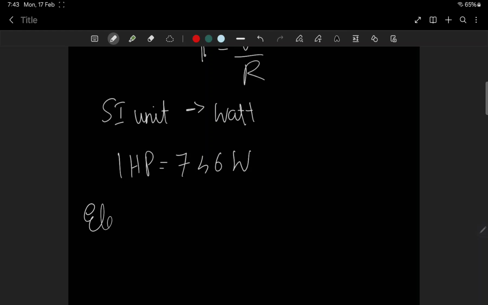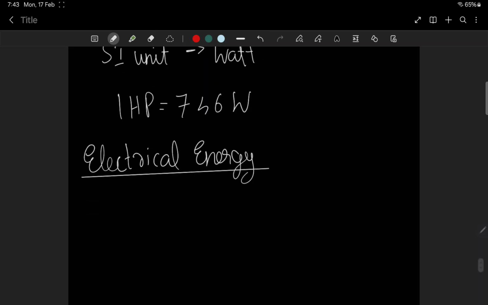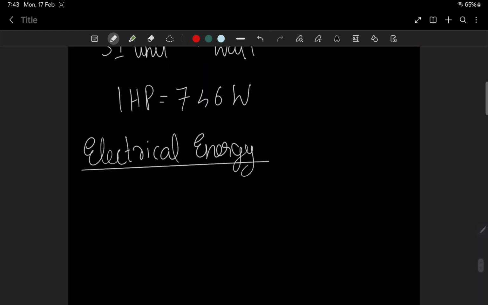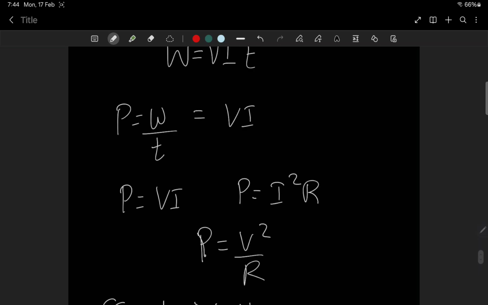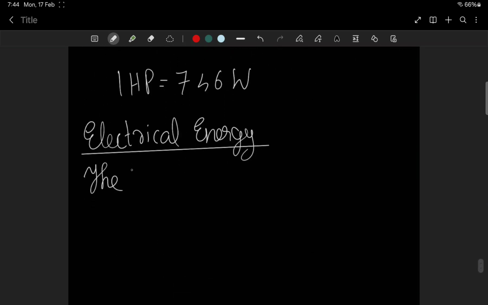Now electrical energy. It is not the same as power, because energy means work. The total work done by a source of EMF is the total work, while the other one is the rate at which work is done.